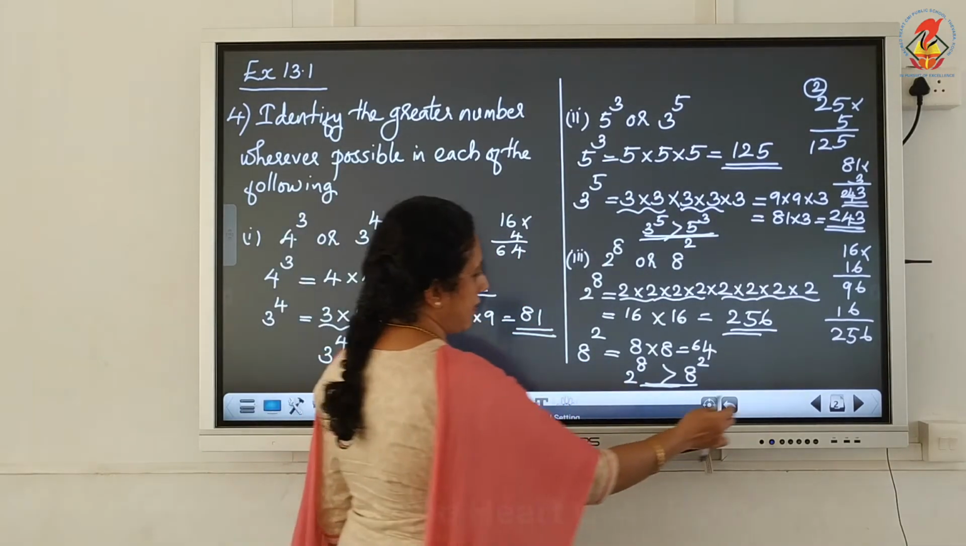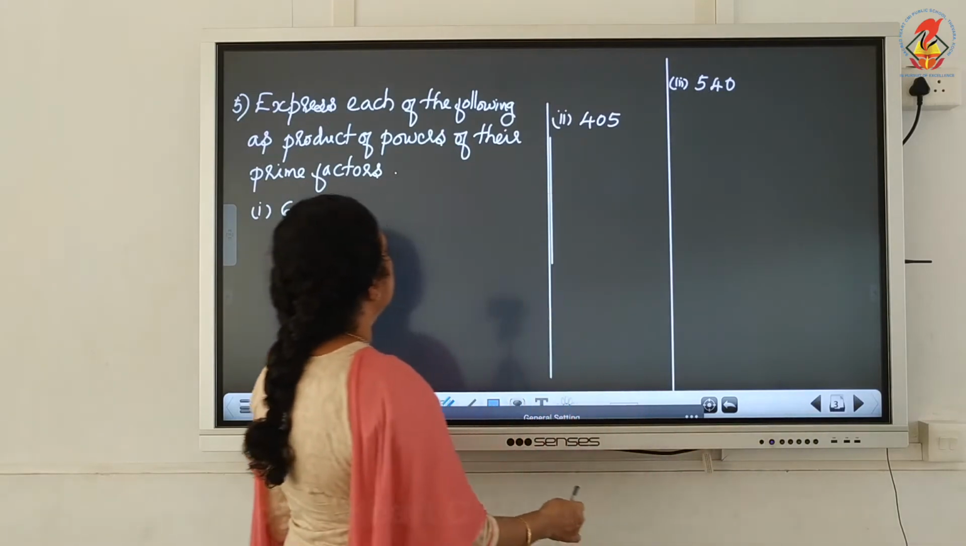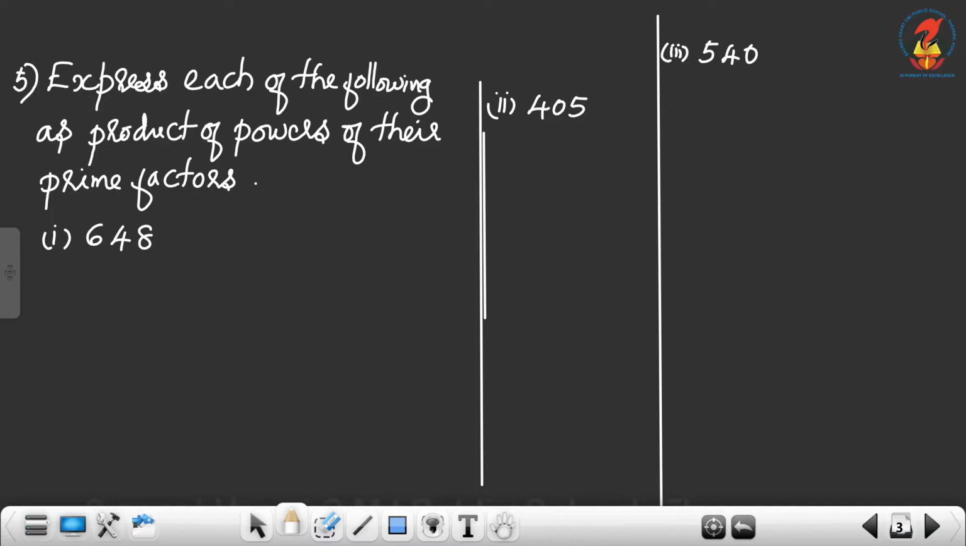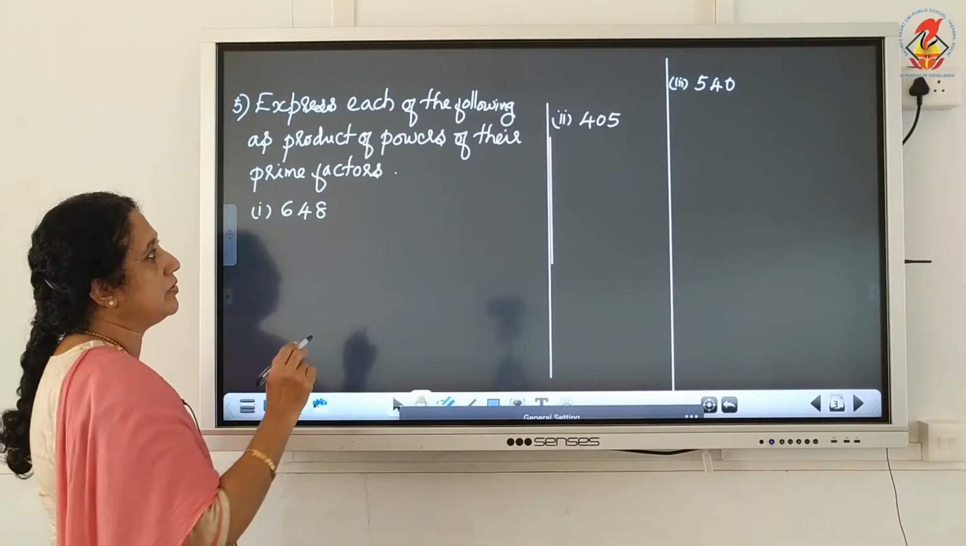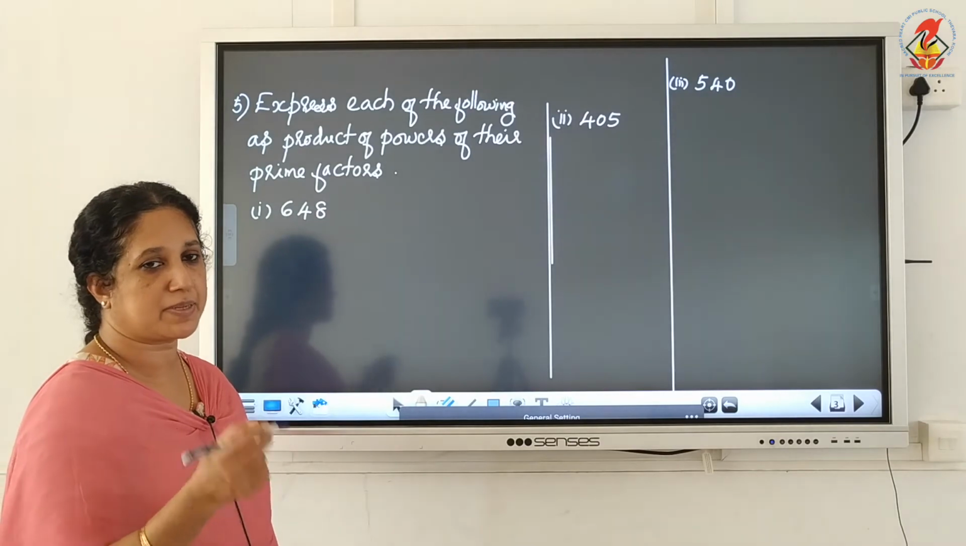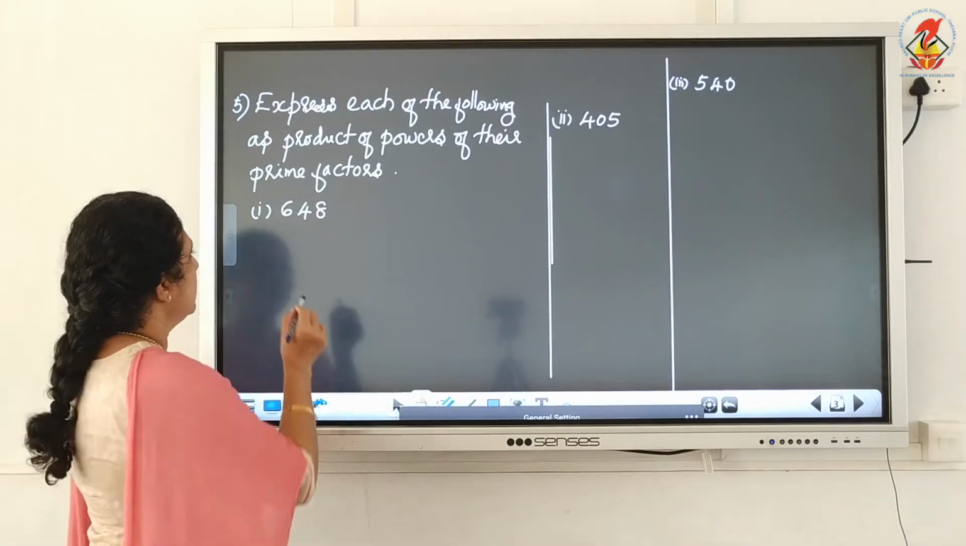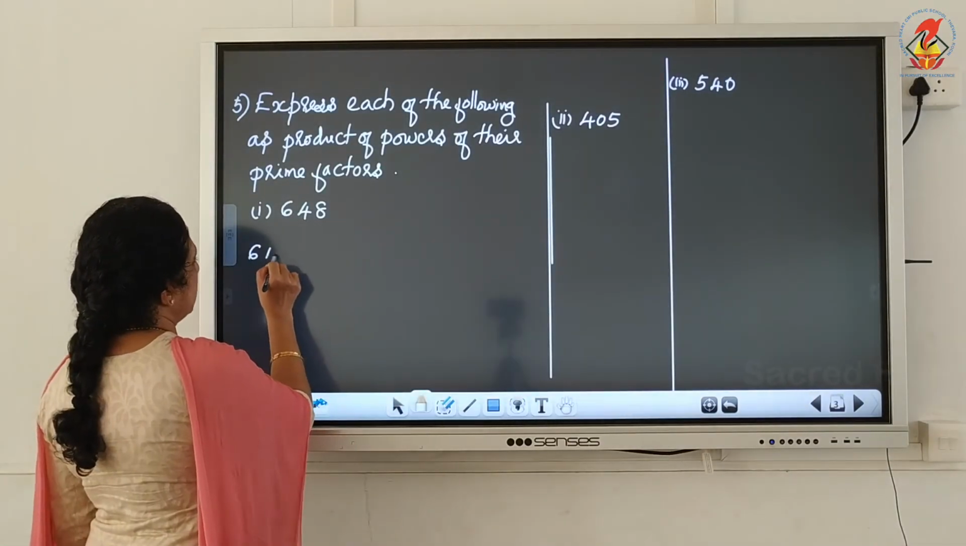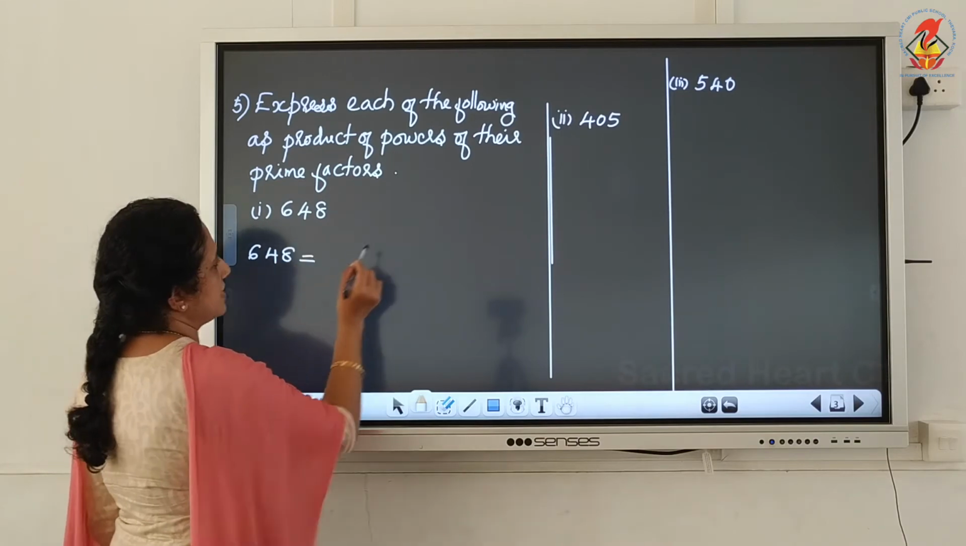Now question number 5, express each of the following as product of powers of their prime factors. So each number you have to express as the product of prime factors, and you have to express them in powers. So 648, you have to do the prime factorization.